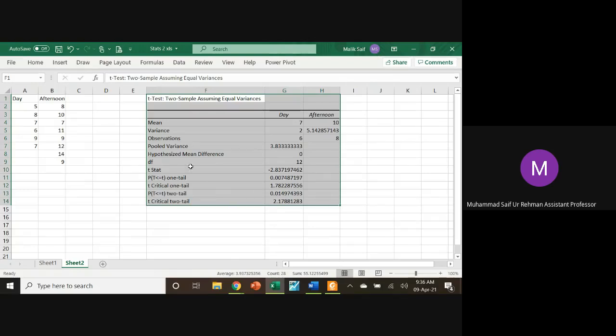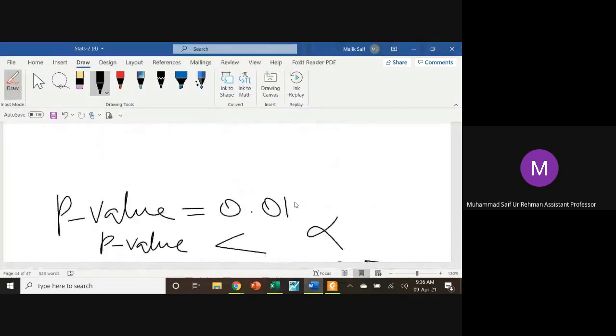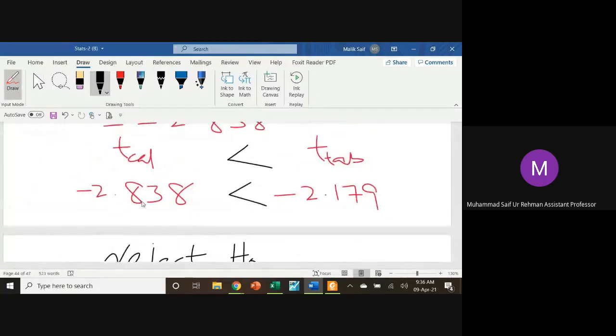Okay, so what is the pooled variance? Sp squared is 3.833. We have found the same value. You may confirm it. And then the degrees of freedom is 12. We have found this. The t stat is minus 2.837. This was the calculated value, 2.837. It was basically 2.8377, and I had rounded it off to 3 decimal points. So therefore, this was the value.